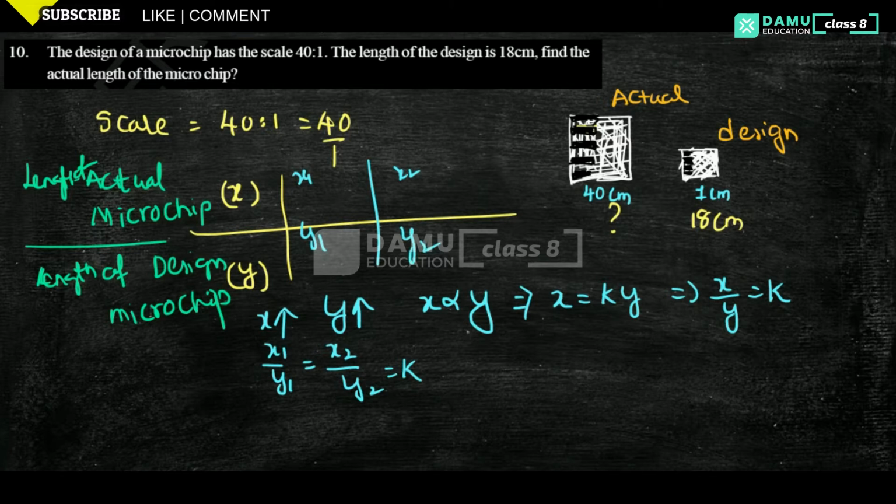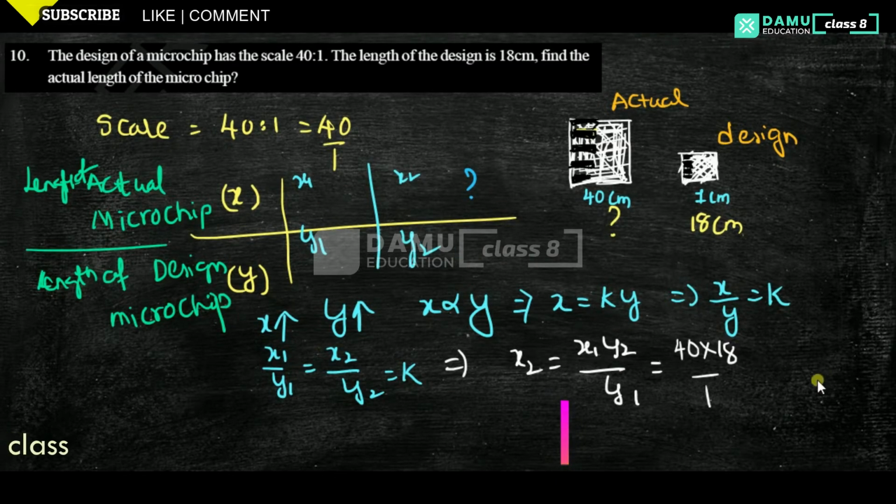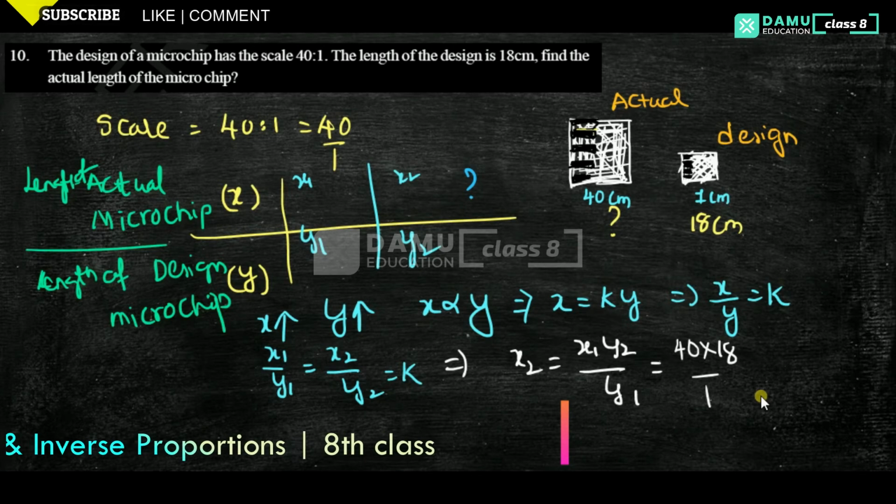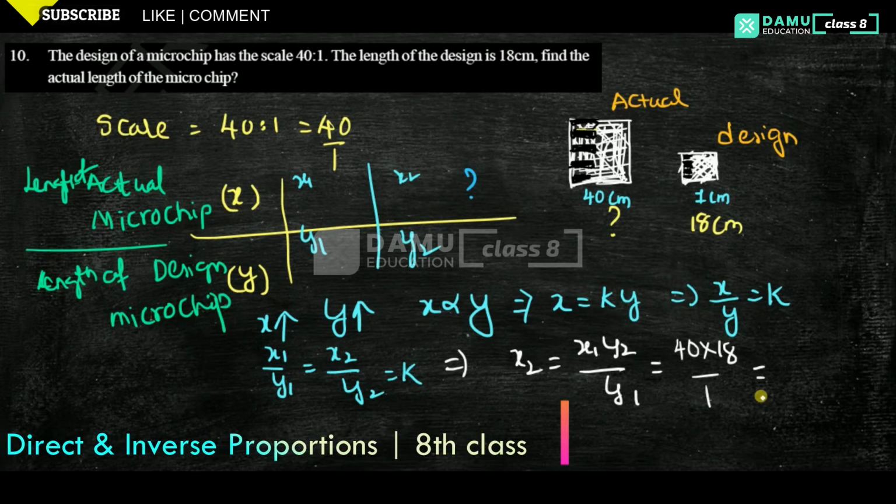So the actual microchip length is 40, meaning this will be 1. If it is 18 centimeter, then what is it? Let's substitute the values. x2 is the actual microchip length we have to calculate. So x2 equals x1 y2 by y1. Then x1 is 40, so it is 40 into 18 by 1. 4 8s are 32, 4 1s are 4, that is 72, so 720 centimeter.